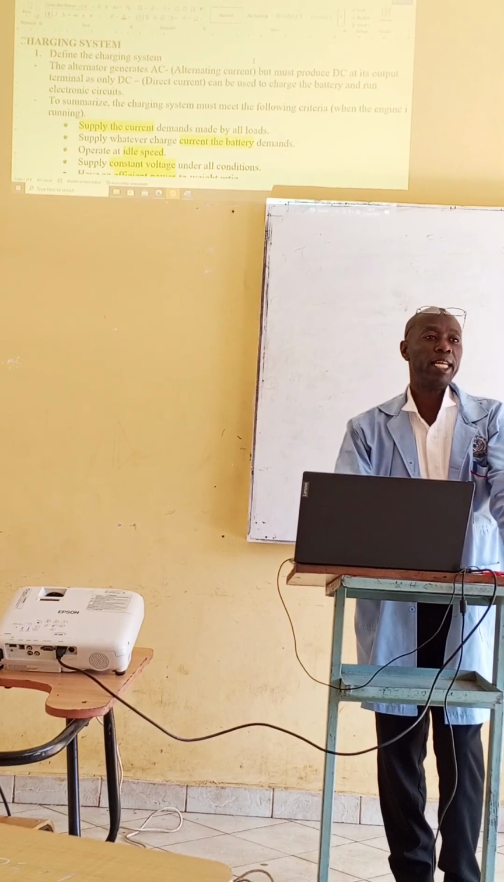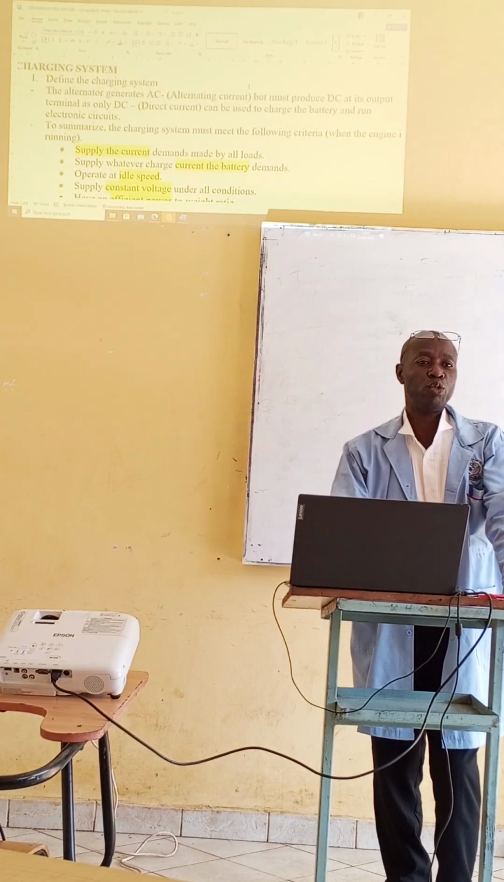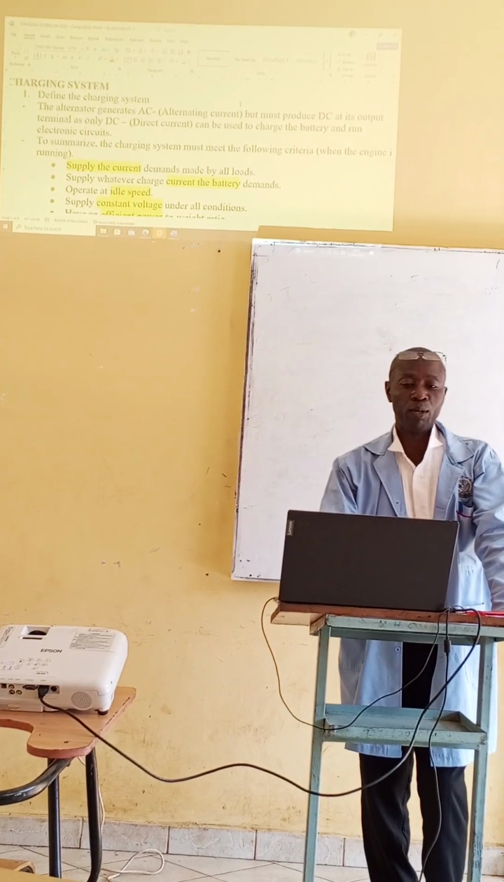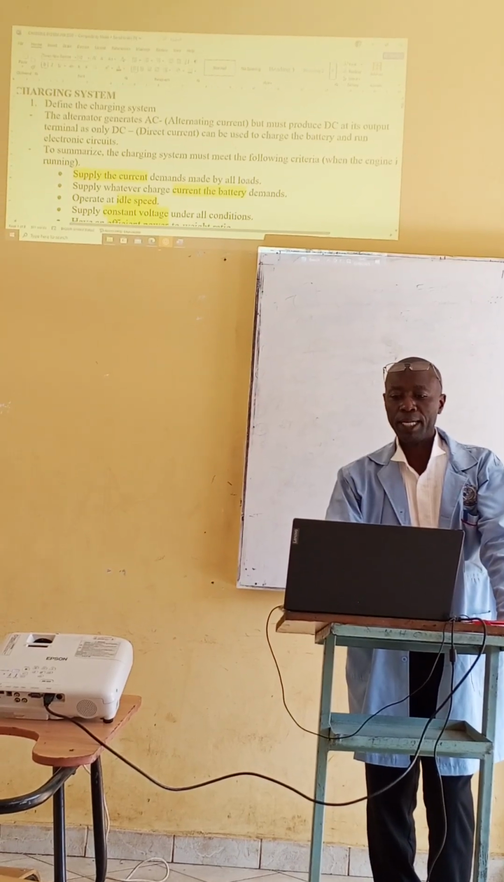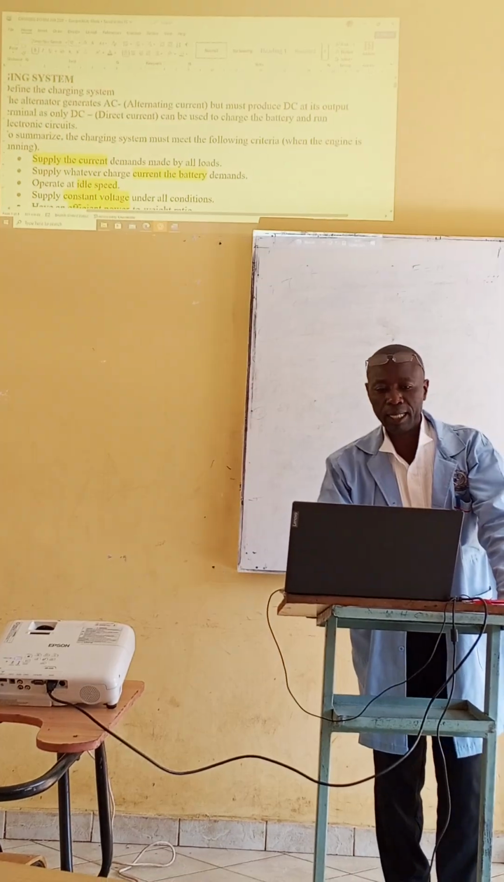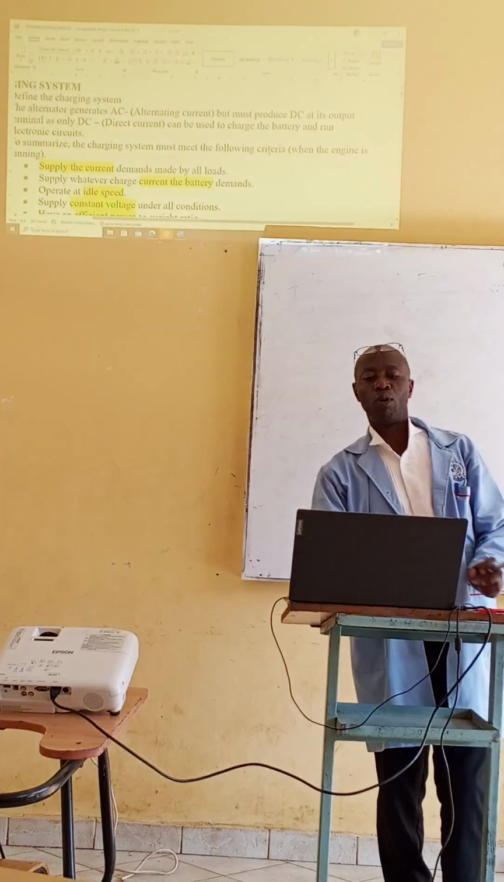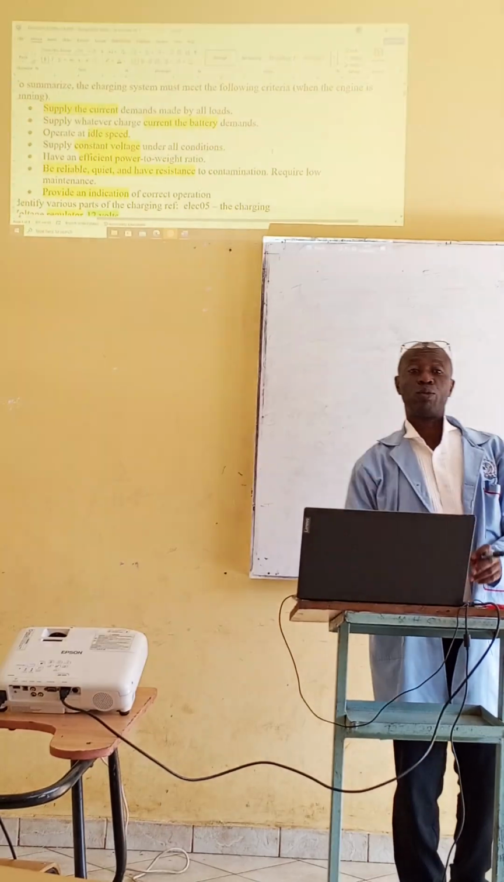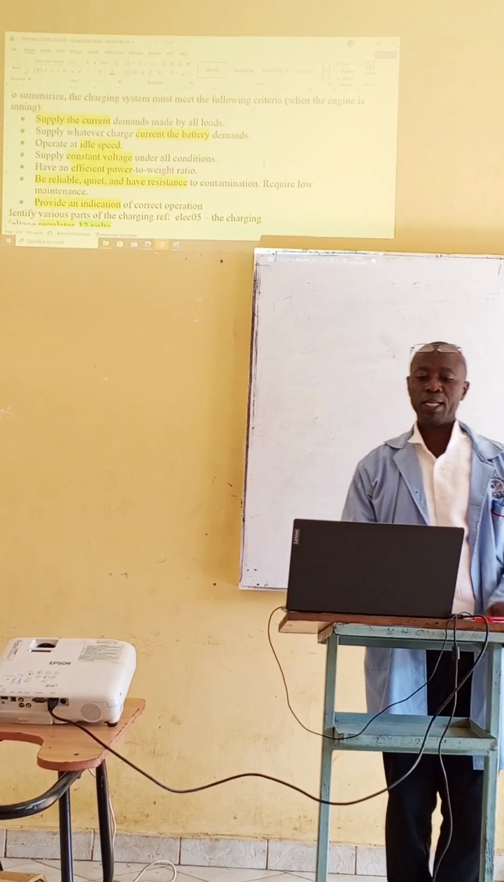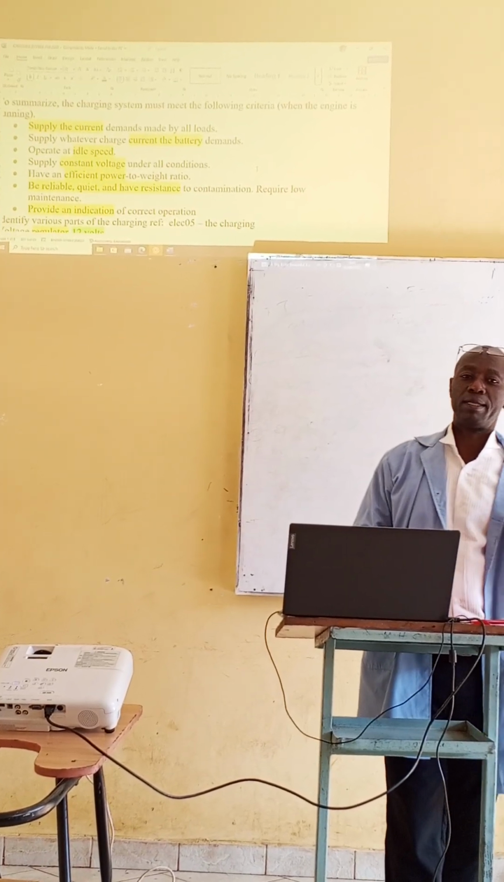These are things like the headlights, the ignition switch, the side lights, the indicators, the wipers, and all the motors. So to summarize the charging system, I can say that it supplies current demands made by all loads. That's one. Number two, it supplies whatever charge current the battery demands.